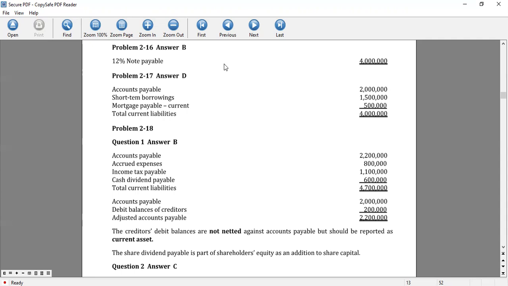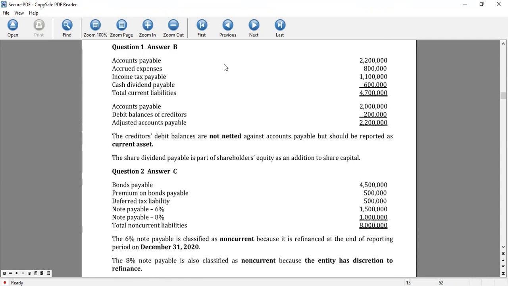Next, we go to number 18. In number 18, we have two questions to answer: question number 1 and question number 2. In question number 1, what amount should be reported as total current liabilities?